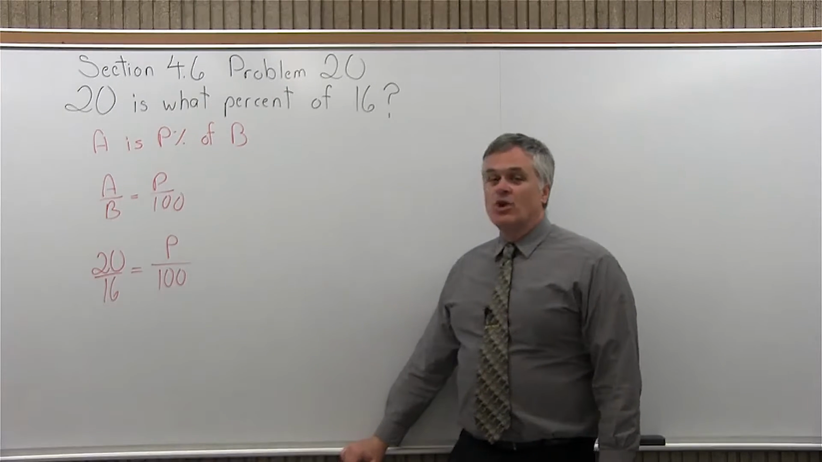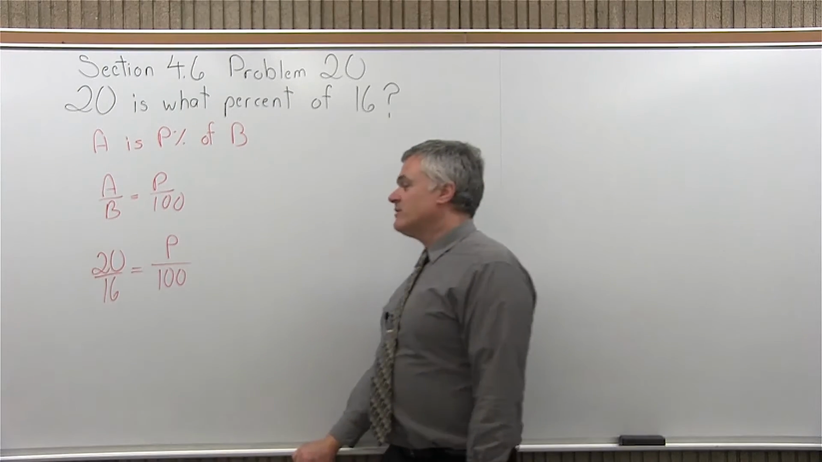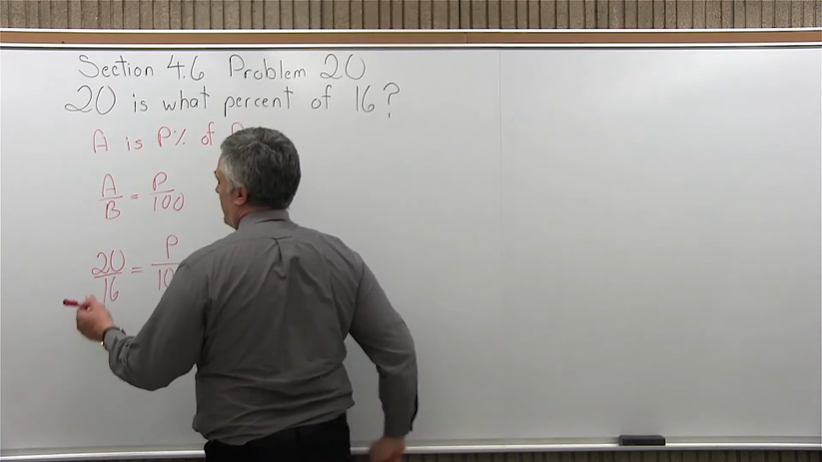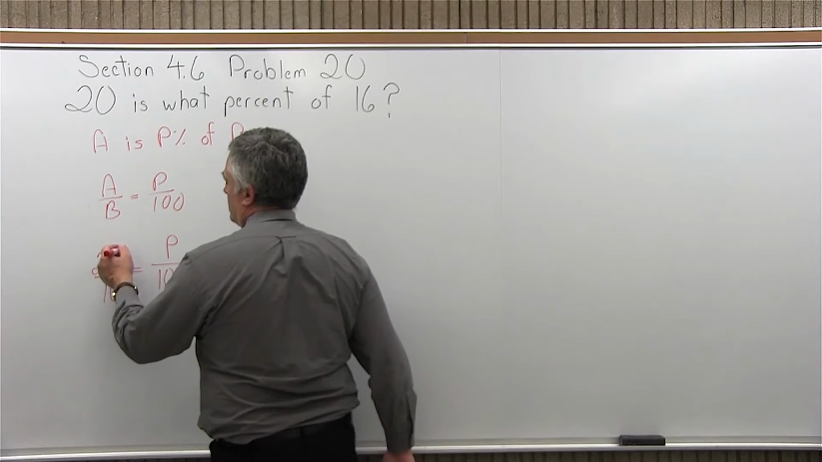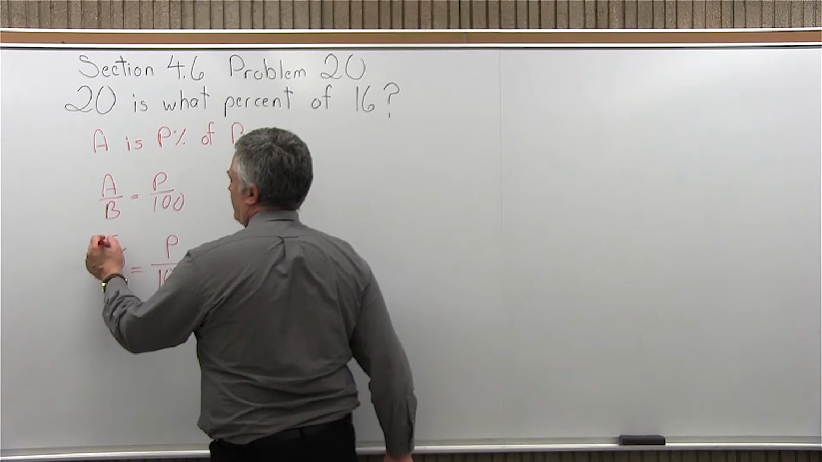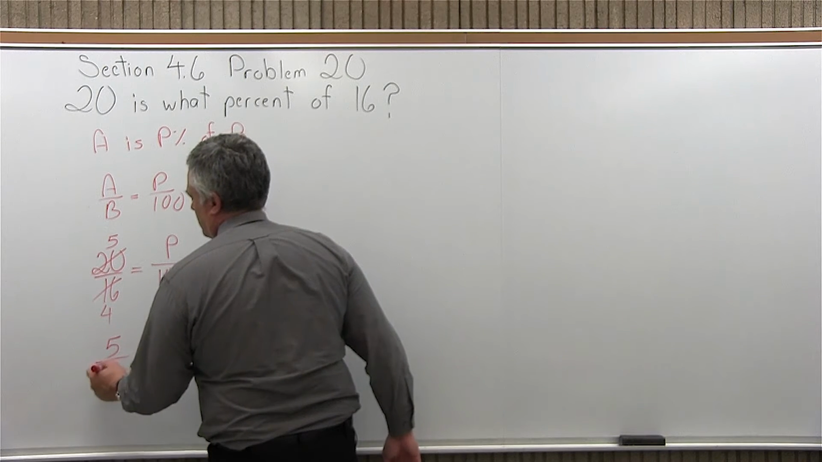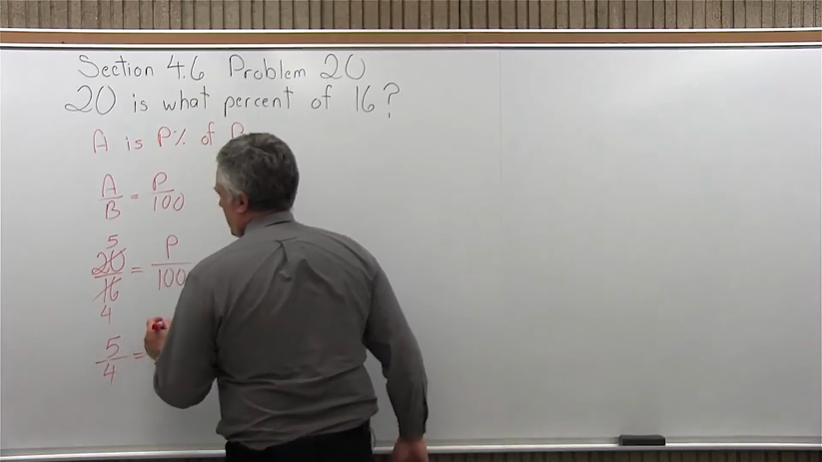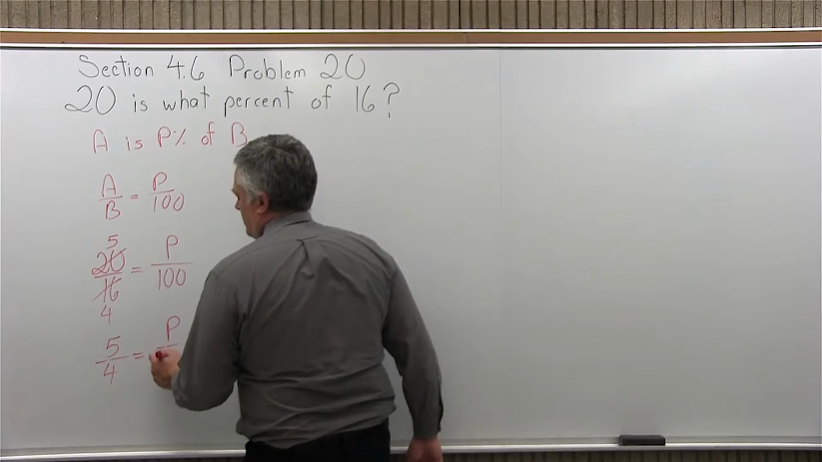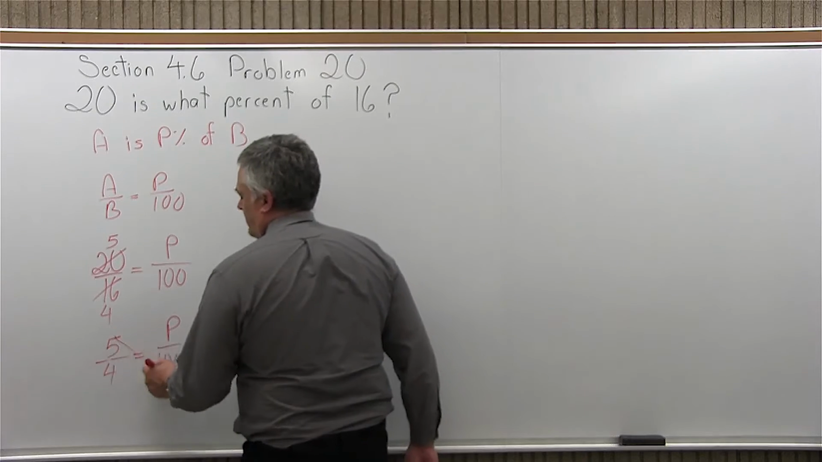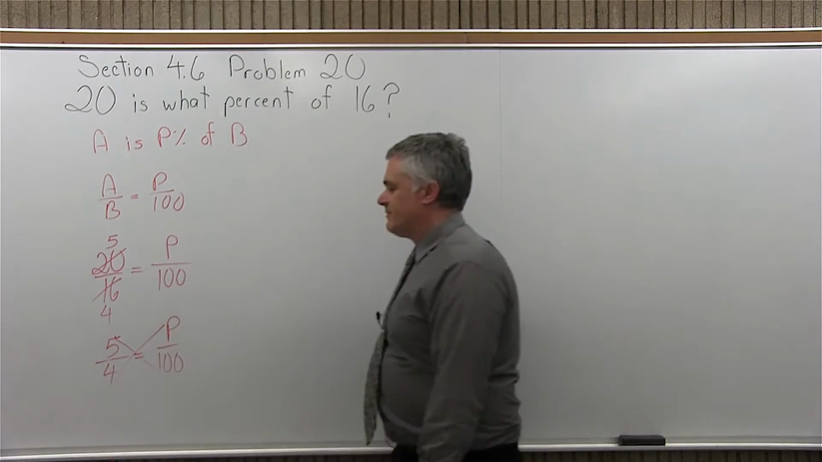I can reduce or not. I'll get the same answer either way. The 20 over 16 does reduce nicely by 4. So 4 divides into 20 five times, 4 divides into 16 four times. So I can rewrite it as 5 over 4 equals P over 100. So now I can cross multiply and divide.